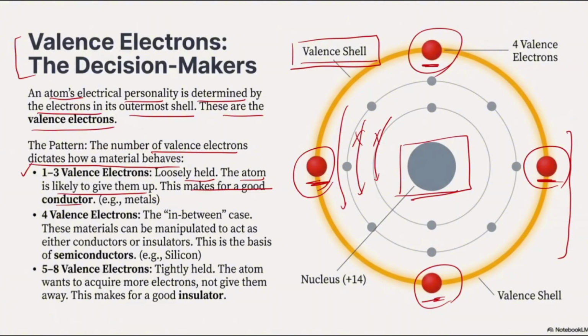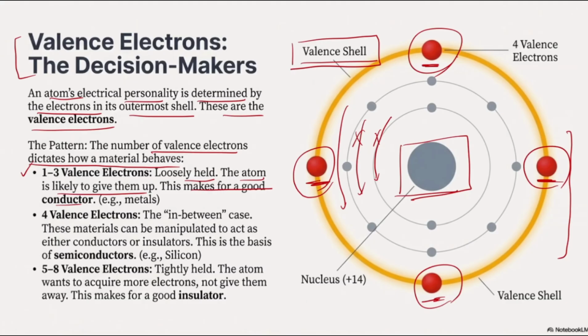This makes it a very good conductor, like metals. It means you have a very small number of electrons, 1 to 3, at the outer layer of your atom, and the nucleus doesn't have enough energy to hold on to them. So we say those electrons are loose, and with a little bit of energy, such as heat or an electrical charge, they can be given to another material.